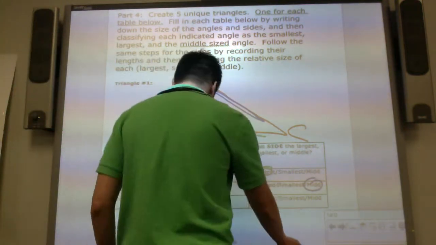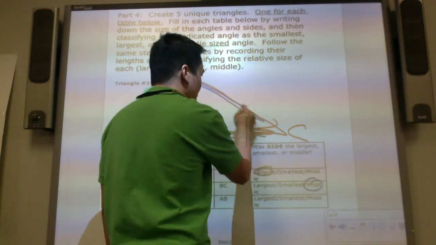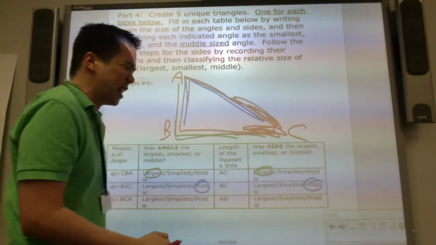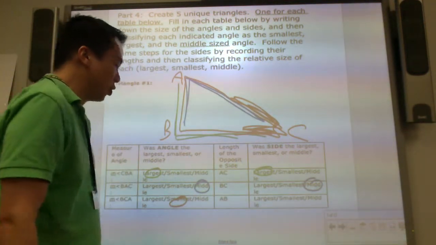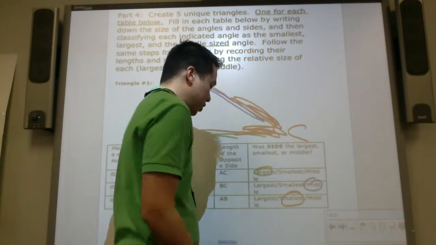And our last one, let's look at BCA. BCA, which is this one right here. What a very narrow or smallest angle. I mean, and isn't this side the shortest of all? It is the shortest of all.